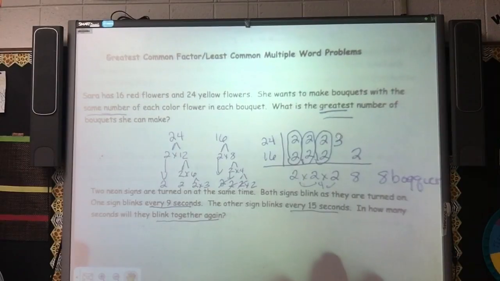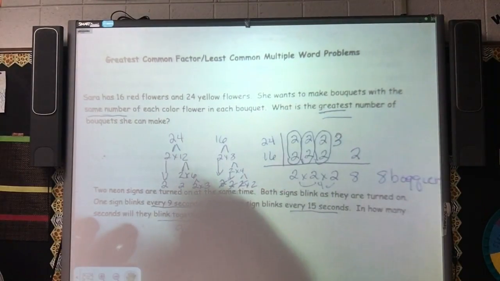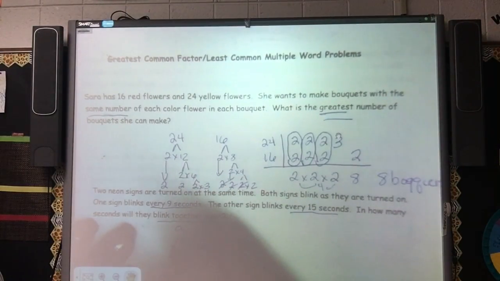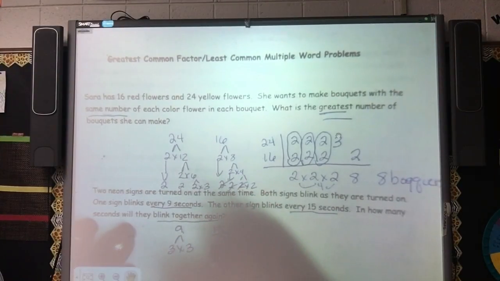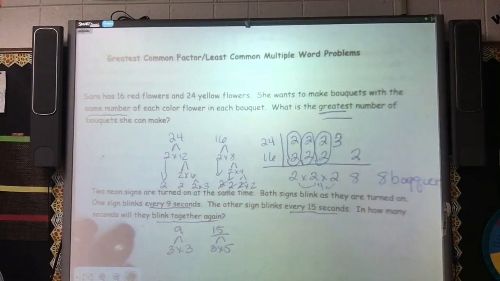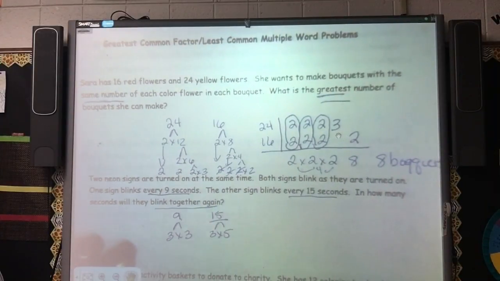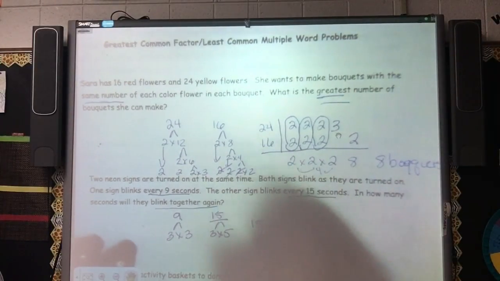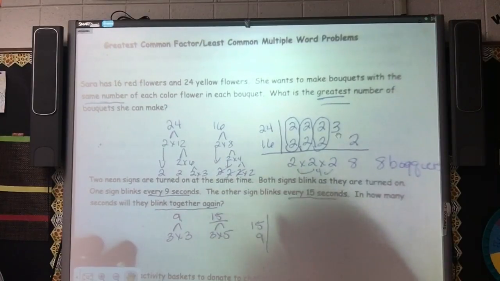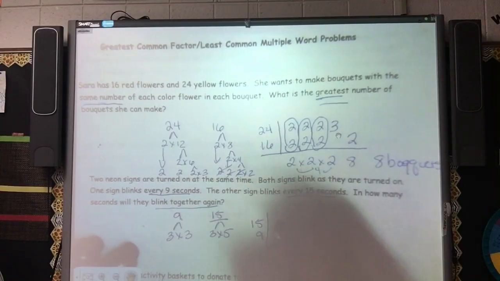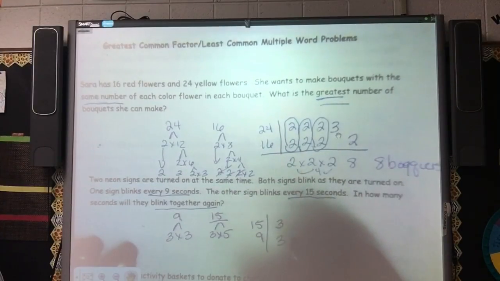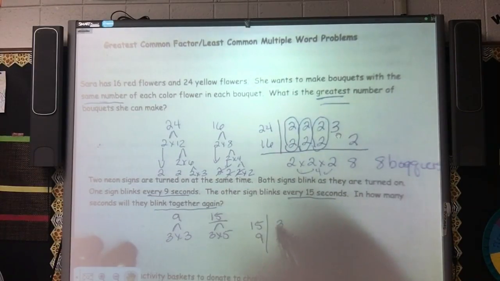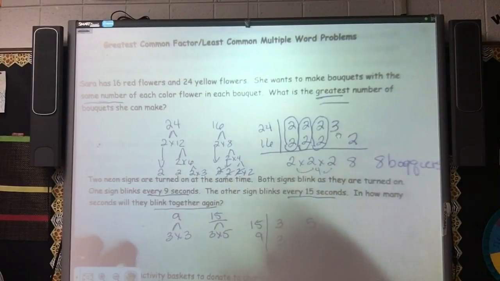So now we got to do the same thing, 9 and 15. Let's break it down. And 15 will be 3 times 5. Those are pretty simple ones. Let's see, 9 is 3 and, oops, I did that one wrong, didn't I? 9 is 3 and 3. 15 is 3 and 5.